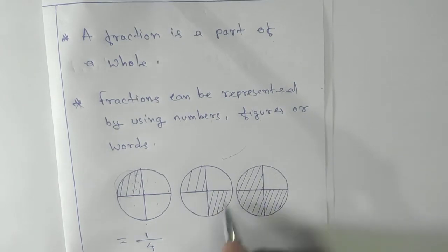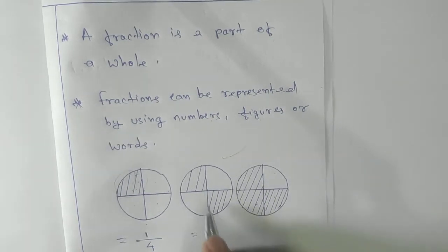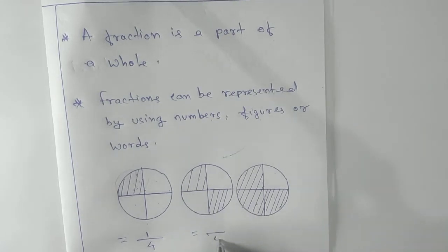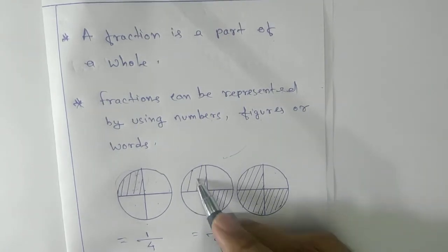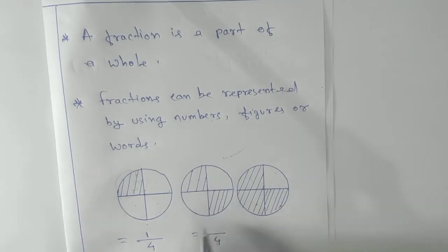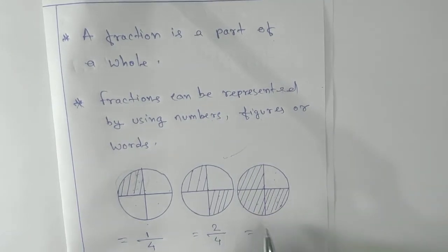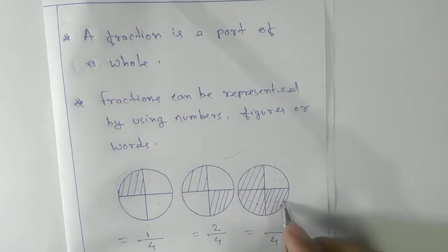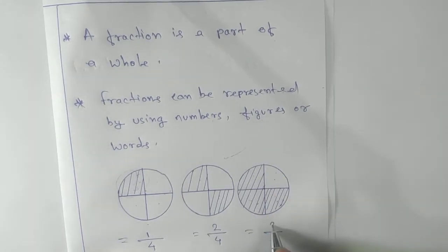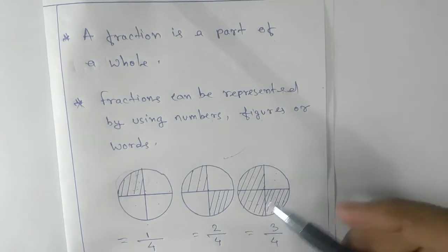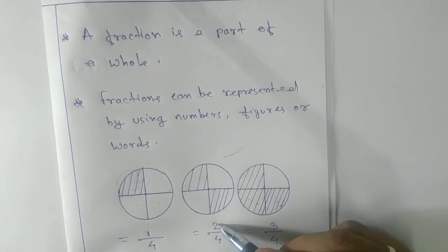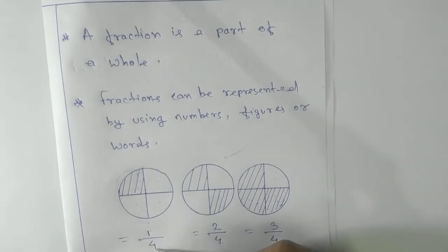Now for this one, we find the shaded portion. You can see that there are 4 parts, and the shaded part is how many? 2. Again the total is 4. How many shaded parts are there here? 3. So this is 3 by 4, 2 by 4, 1 by 4.